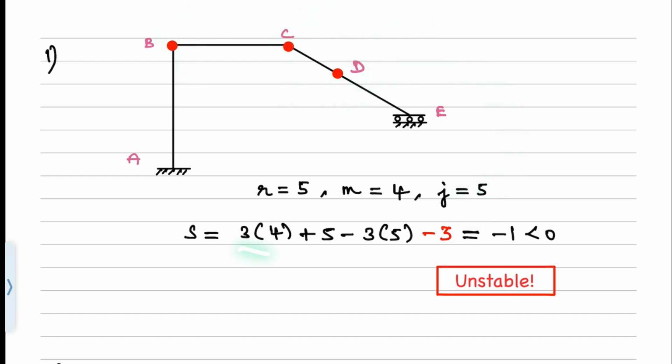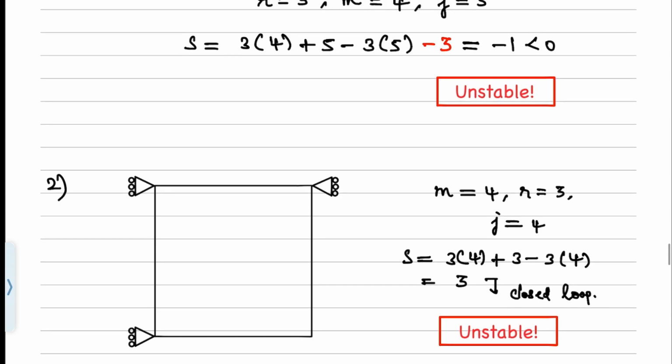So we'll see that when you sum up all this, you'll get a value of minus 1. What does that mean? That means there are fewer unknowns compared to the number of equations available to solve for them. So you get an underdetermined system of equations, which makes the system unstable. Fine, that's all about the first problem. Let's move on to the second one.